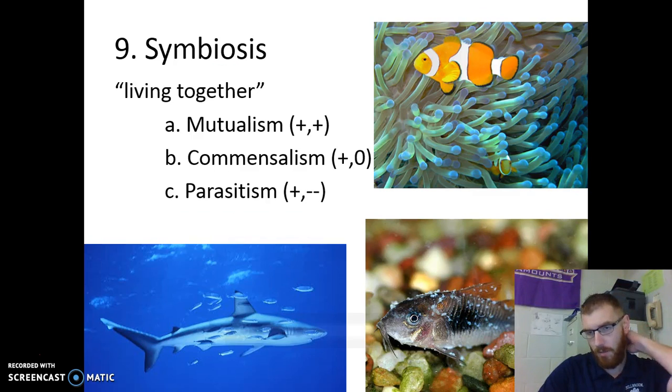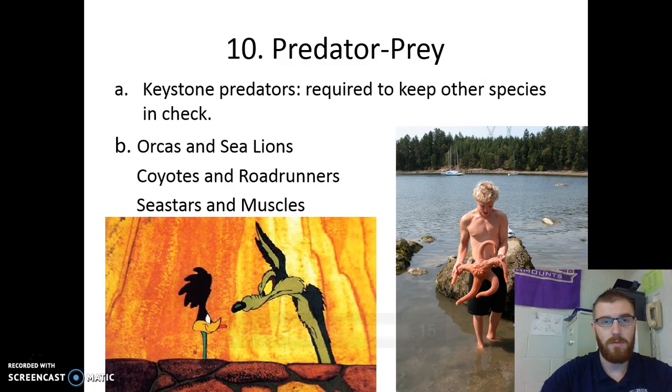Symbiosis, and we'll play a little game in class where we'll talk about symbiosis. There are three types of symbiosis: mutualism, commensalism, and parasitism. In mutualism, both organisms are benefited, so it's helpful for both. In commensalism, one organism is benefited while the other is unaffected. And in parasitism, one organism is benefited while the other is harmed.